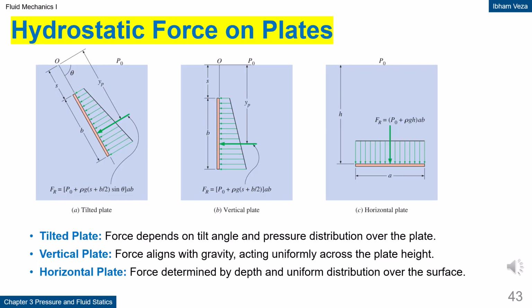Hydrostatic force on plates. The hydrostatic force on a plate depends on its orientation relative to the free surface. On a vertical plate, pressure increases linearly from top to bottom. On a horizontal plate, pressure is uniform because all points are at the same depth. On an inclined plate, the pressure distribution is still linear, but the force direction changes. These differences affect the force magnitude and the center of pressure location.